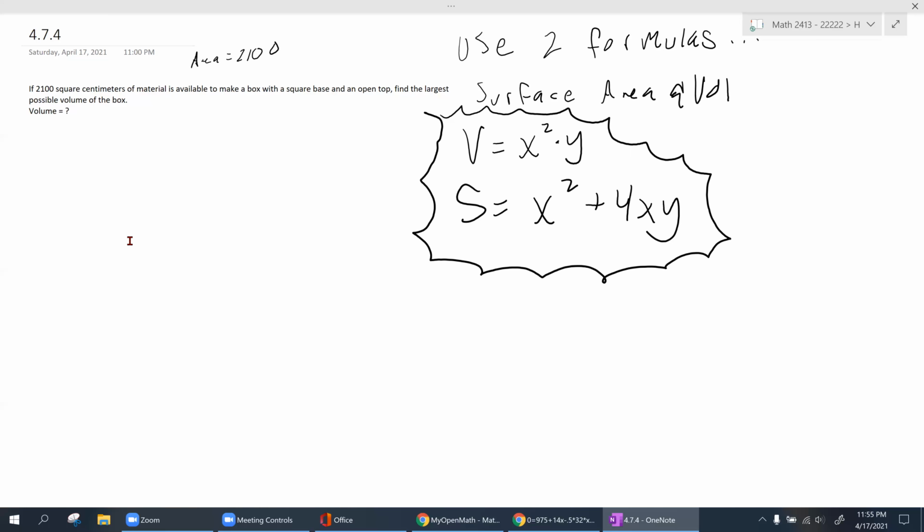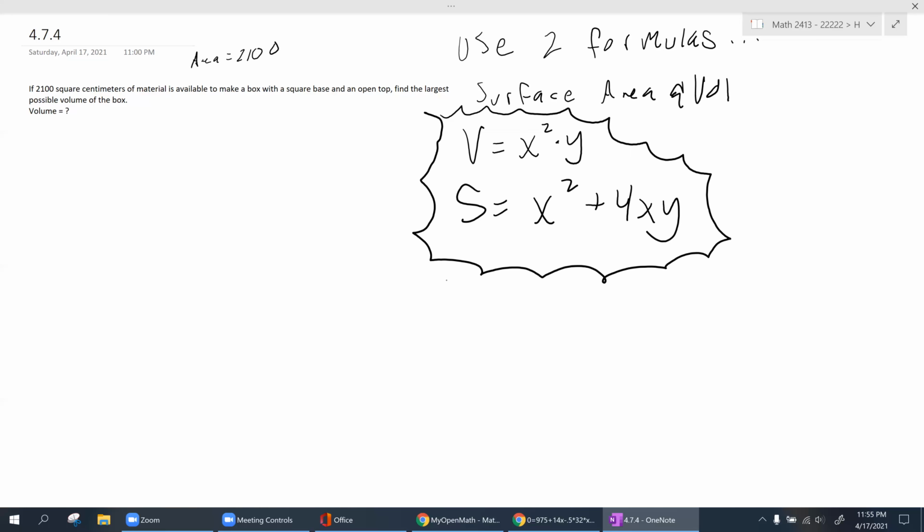Where I need to optimize this problem. And generally, whenever you're solving these, of course, we're going to derive, but we need to get everything in the same unit. I need to get everything in terms of x or everything in terms of y. So for this specific problem here, let's see.